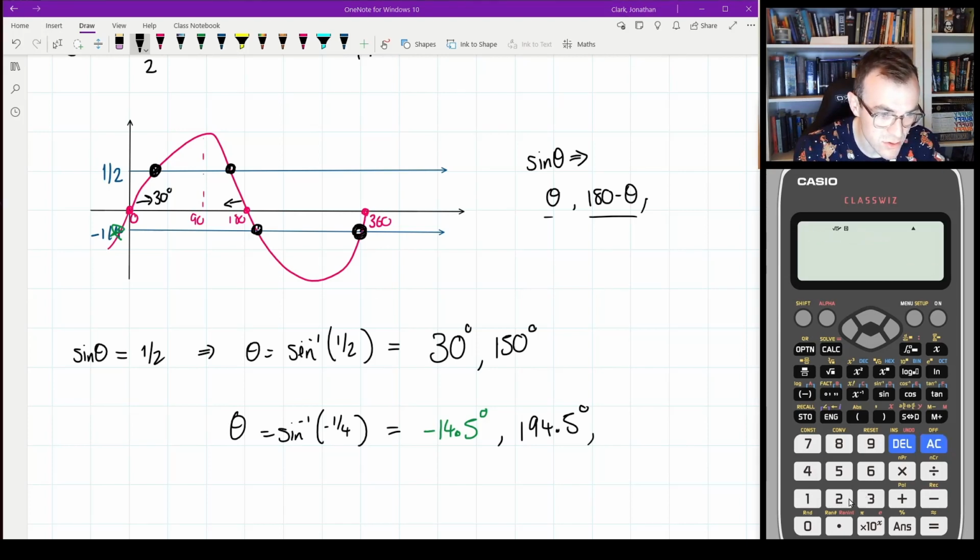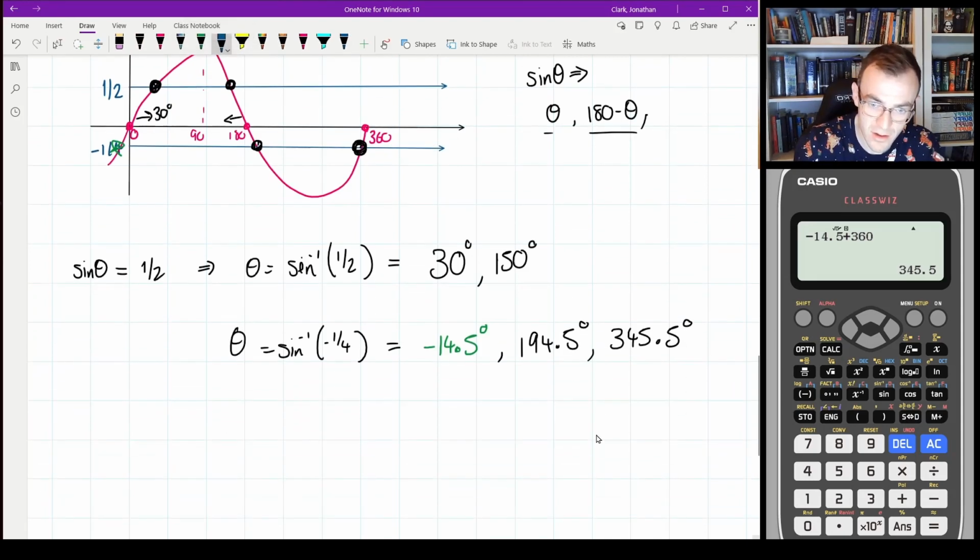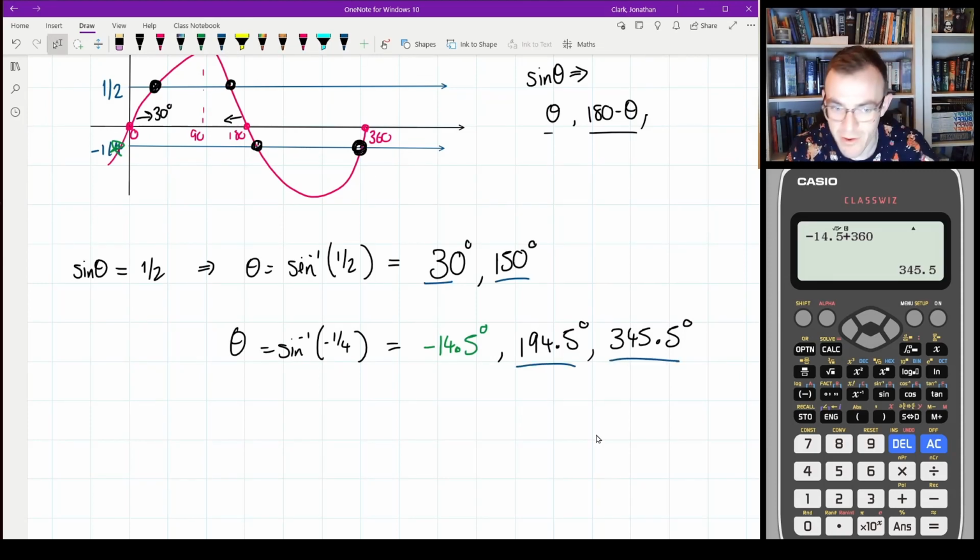And let's do that. Minus 14.5 plus 360 degrees is 345.5. There we go. So our angles are 30, 150, 194.5 and 345.5.